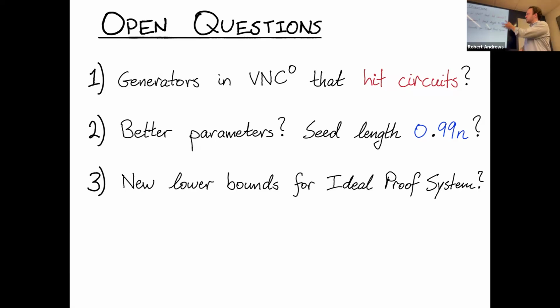And then there's some connection to proof complexity, where you get some lower bounds for a subsystem of this thing called the ideal proof system, just as a direct consequence of the generator. But it's for some restricted subsystem. Can you improve those to the full system, removing whatever that restriction is?